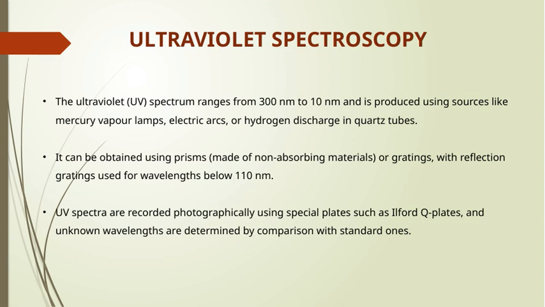When we're trying to identify unknown wavelengths, we compare the recorded spectra with standard reference spectra, which helps us determine their exact positions and characteristics. This method is a vital tool in our analytical arsenal, especially for identifying substances and understanding molecular structures through their UV absorption patterns. It connects directly to our broader goal of characterizing materials based on their interaction with ultraviolet light.